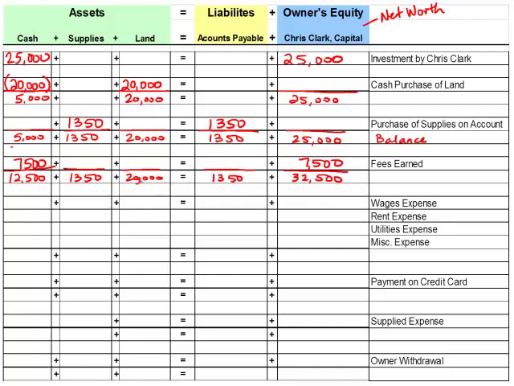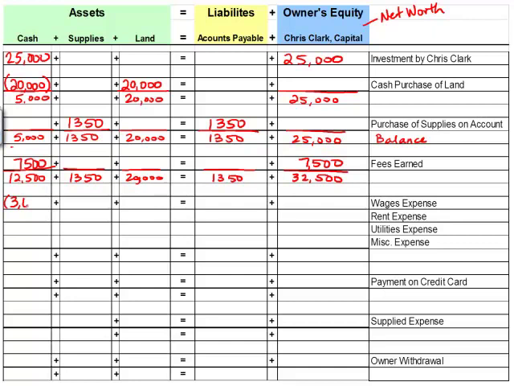Next transaction, he paid expenses, wages, rent, utilities, and miscellaneous. So he's writing checks. He's paying things. So what's going to be affected here? Okay, well, he's not paying off his debt yet. That's next, I think. He's paying bills. Cash. Okay, cash is going to go down.